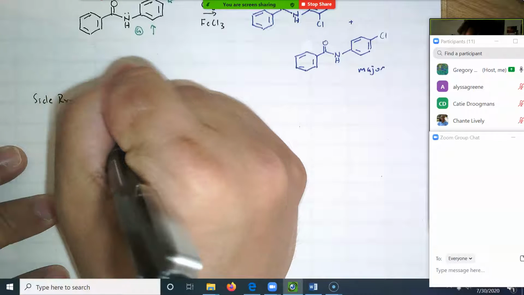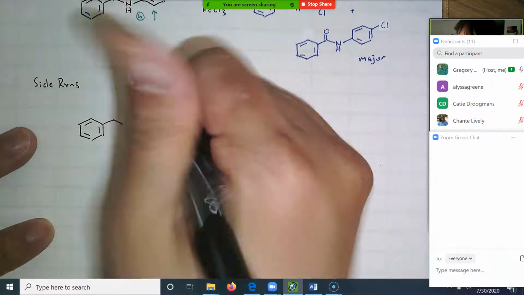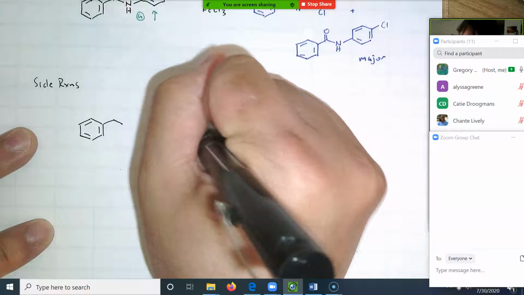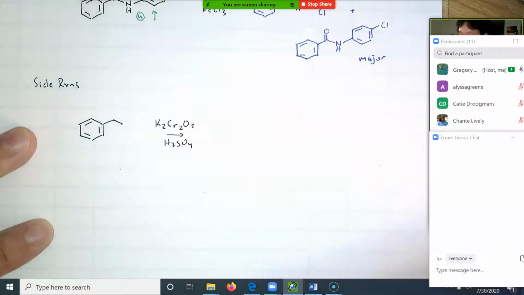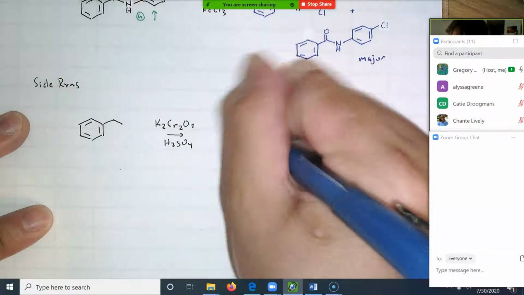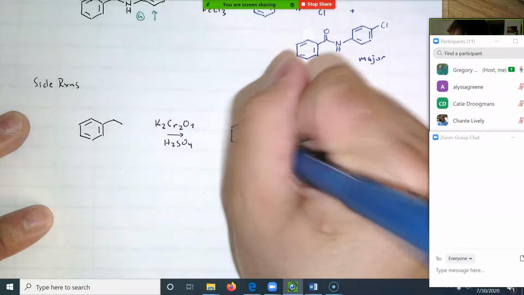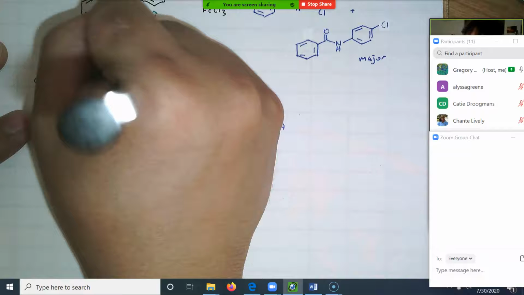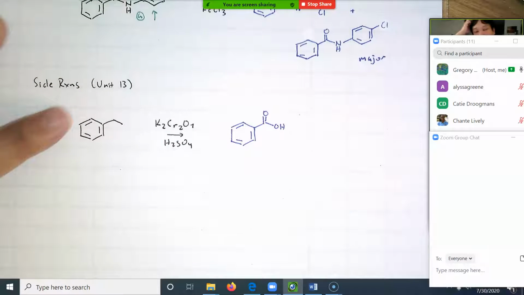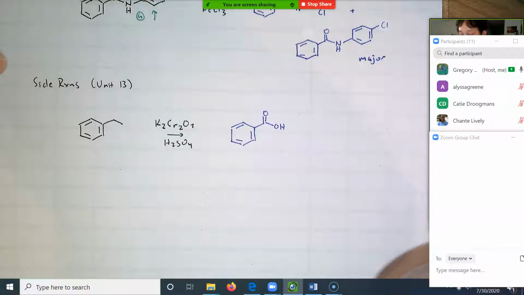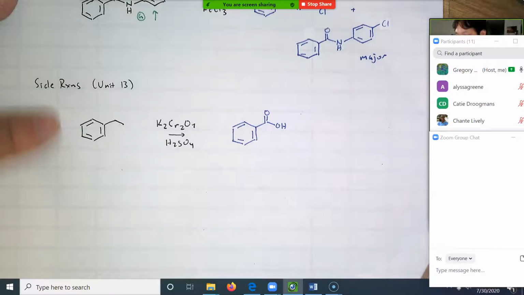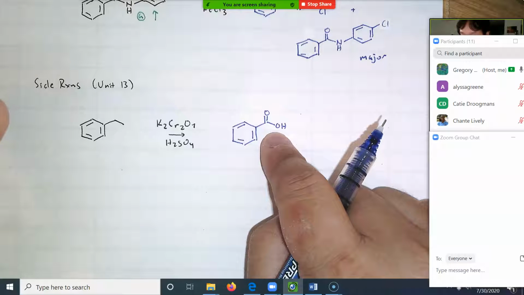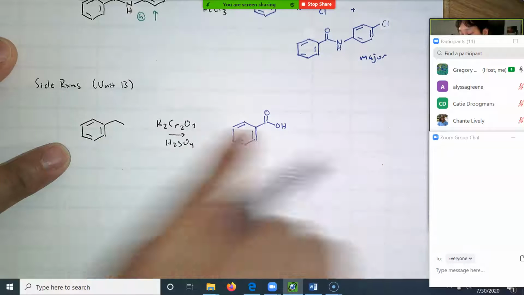If you have an alkyl group here, okay, an important side reaction is oxidation. K2Cr2O7, H2SO4. Why is this useful? Because this is a way to get a carboxyl group onto the ring. Oxidation. Like these are unit 13 reactions. At the time, we didn't realize what the utility of these reactions are, but now we do, because you can't put a carboxyl group using any of those 5 reactions that we learned yesterday. You could put an alkyl group on a benzene, but then you would want to oxidize it.